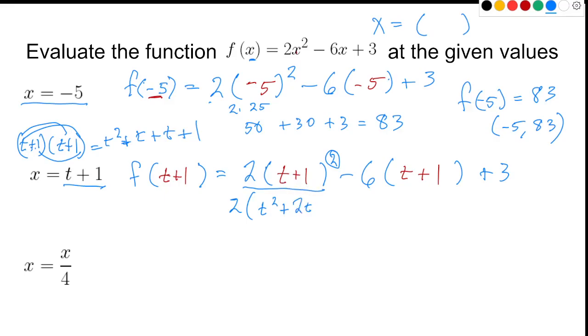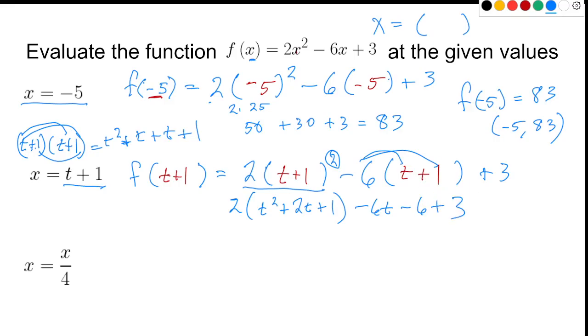A lot of times that gets missed. People will take this 2 and distribute and make this t squared plus 1, sort of by distributing that power, but that's not how it works. This squared is saying t plus 1 times t plus 1. Now we're going to be okay. This 6, though, does just distribute. So we get negative 6 times t, negative 6t minus 6, plus 3.